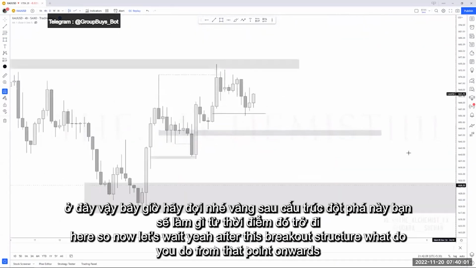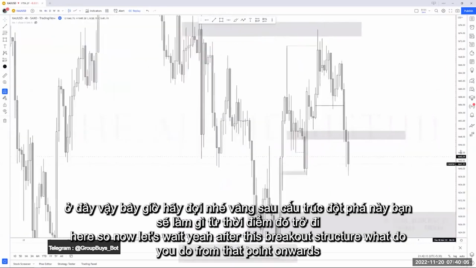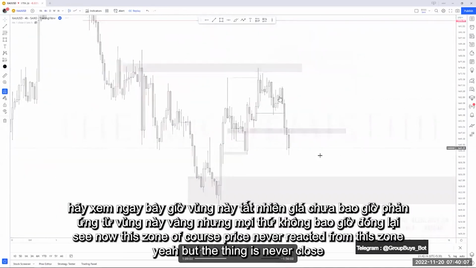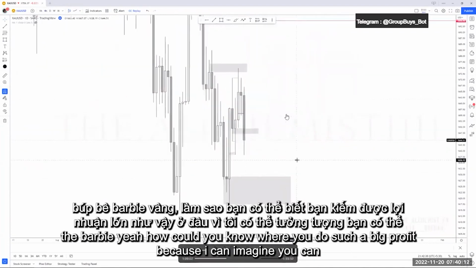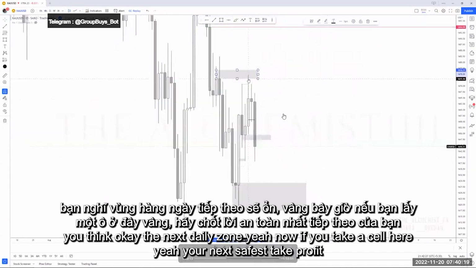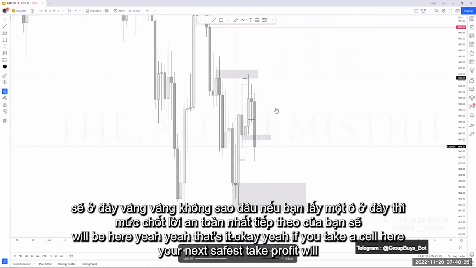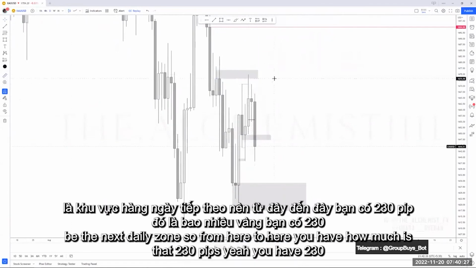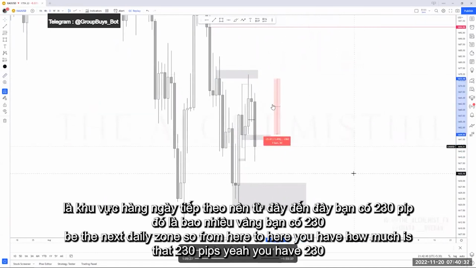So after this breakout structure, what do you do? Of course, price never reacted from this zone, but it never closed above it. How could you know where to set your take profit? I can imagine you think, okay, the next daily zone. If you take a sell here, your next safest take profit will be the next daily zone. From here to here, that is 230 pips.